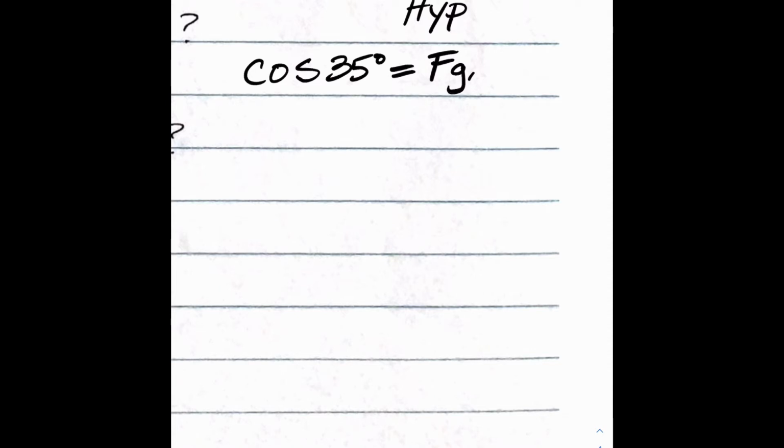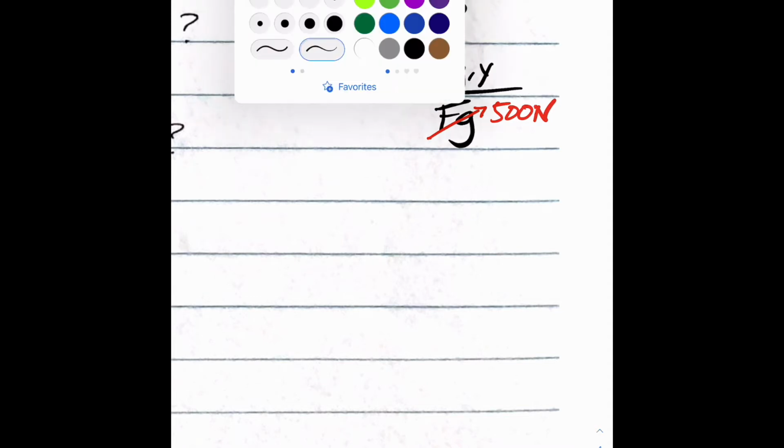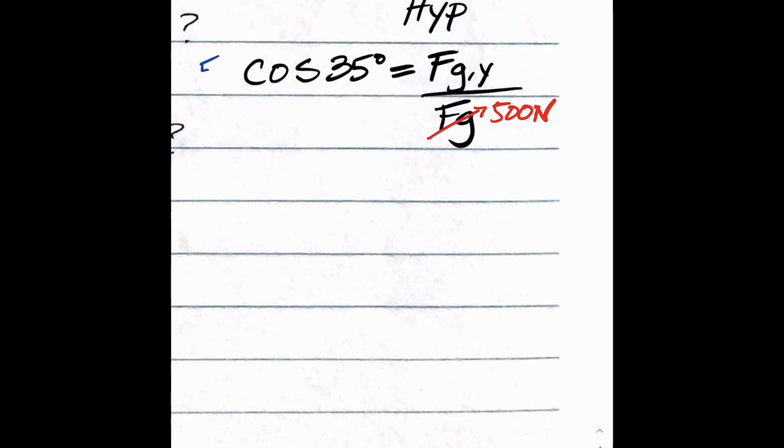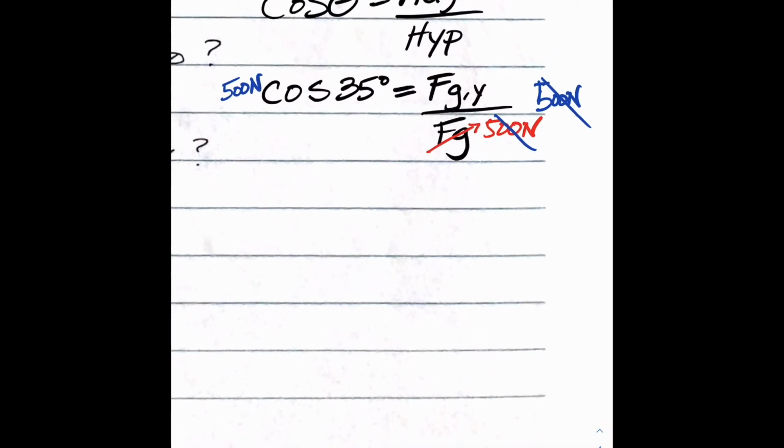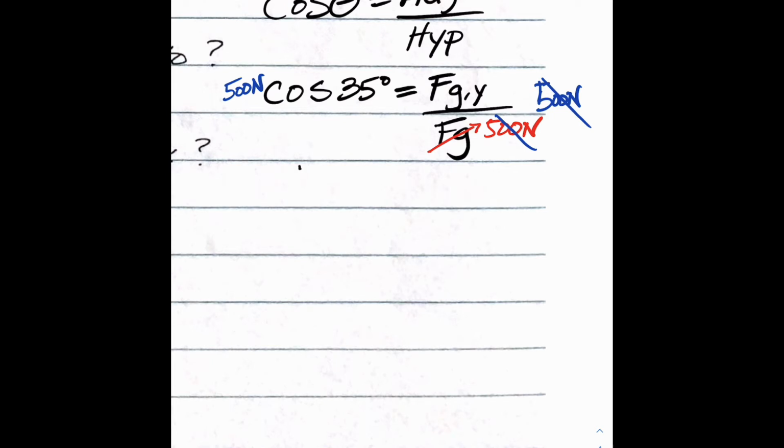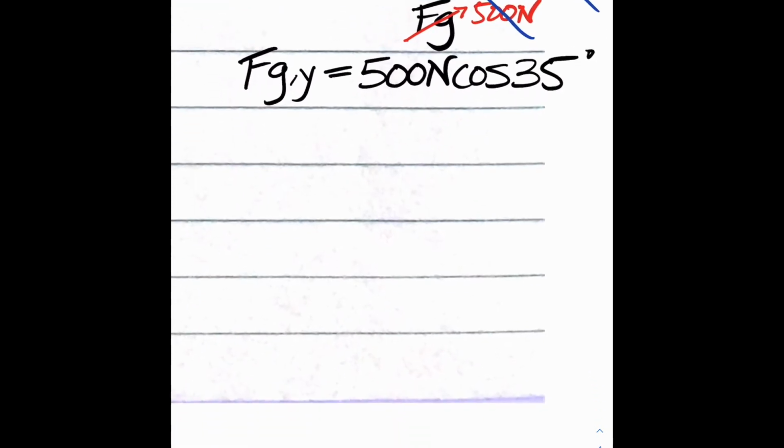The adjacent is FGY. The hypotenuse is FG. But we did say earlier that FG is the same as 500 newtons. Multiply both sides by 500 newtons because we want to get FGY alone. Cancel, cancel. And we can go ahead and rewrite. All right.